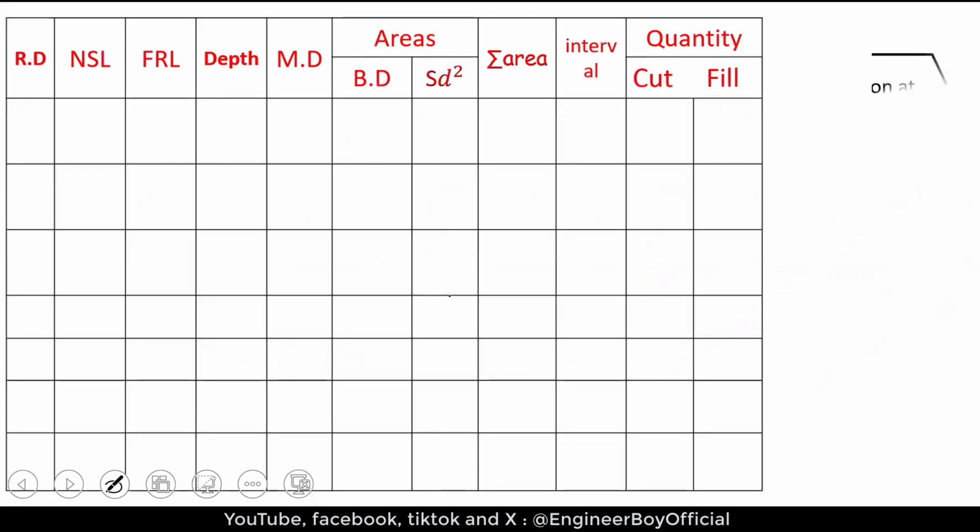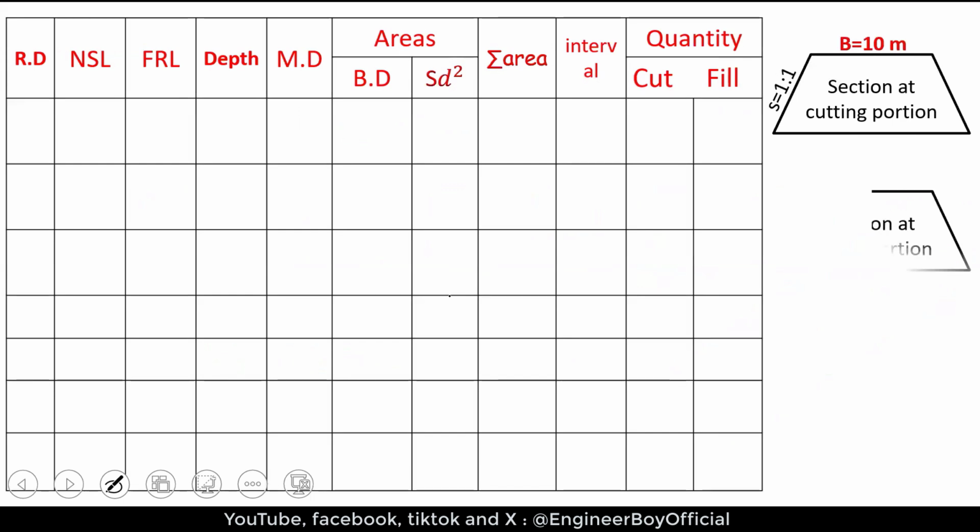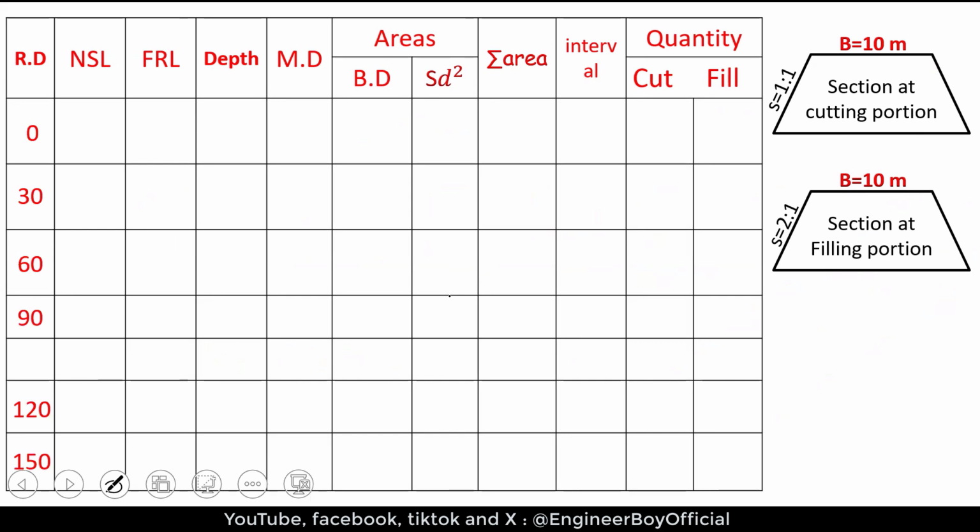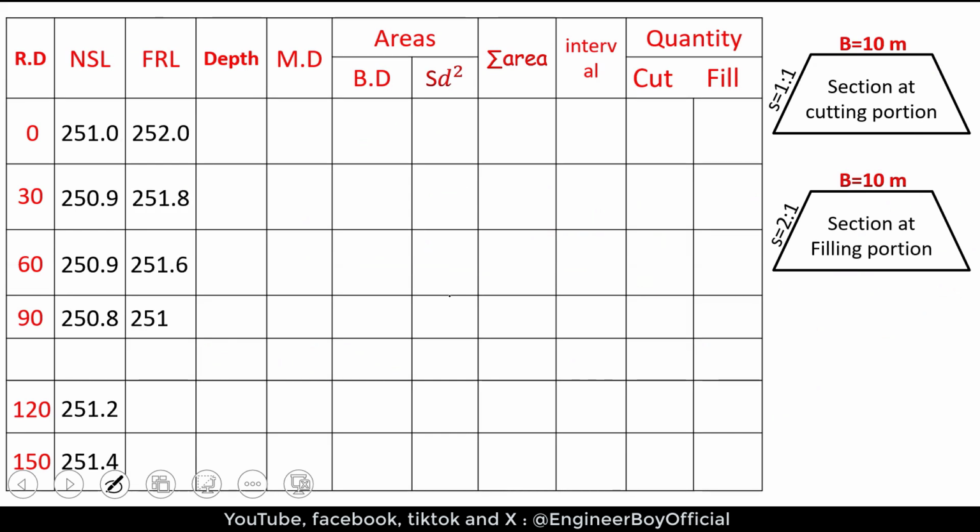And in the calculation, let me just have the same table. Here the section for the cutting portion, where the side slope is different, and the section for the filling portion, where the side slope is different, which is 2:1, okay. Very simple. So we have RDs, which are 0, 30, 60, 90, 120, 150. I have left this cell blank, because I already know that there is an intermediate point. Then we have NSLs. Remember, these were known. The formation levels were also known previously, if you saw it.